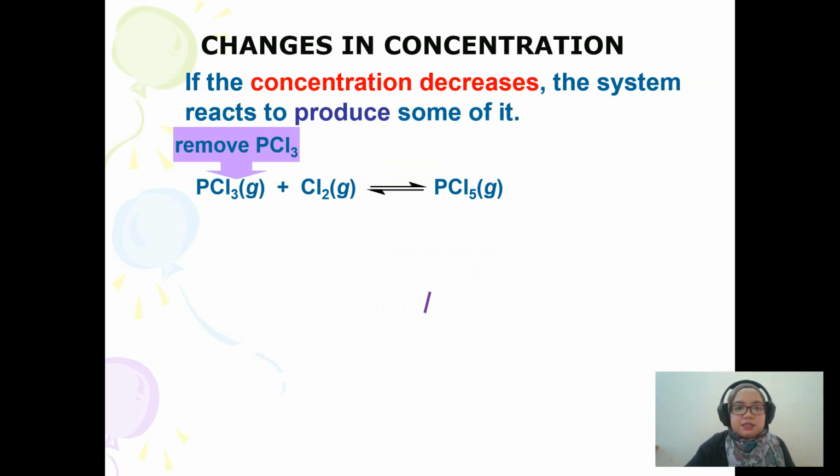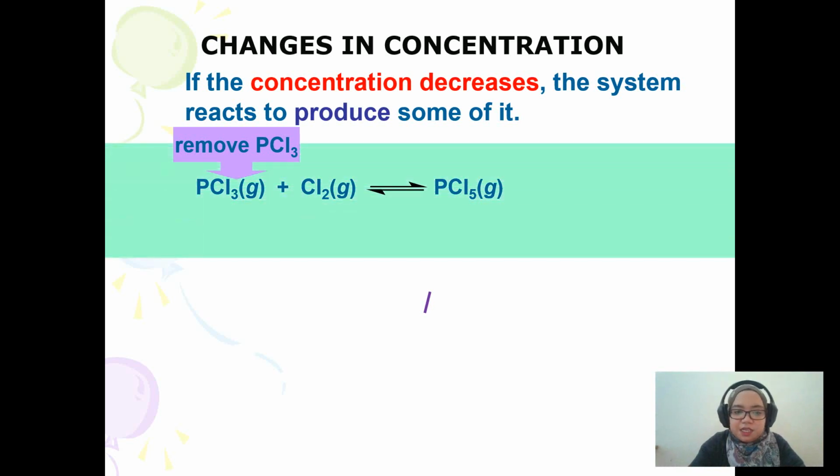So, next, kita tengok pula kalau concentration decrease. Tadi kalau concentration increase, sistem akan react to consume some of it. Dia akan reduce lah. However, if the concentration decreases, the system will react to produce some of it.